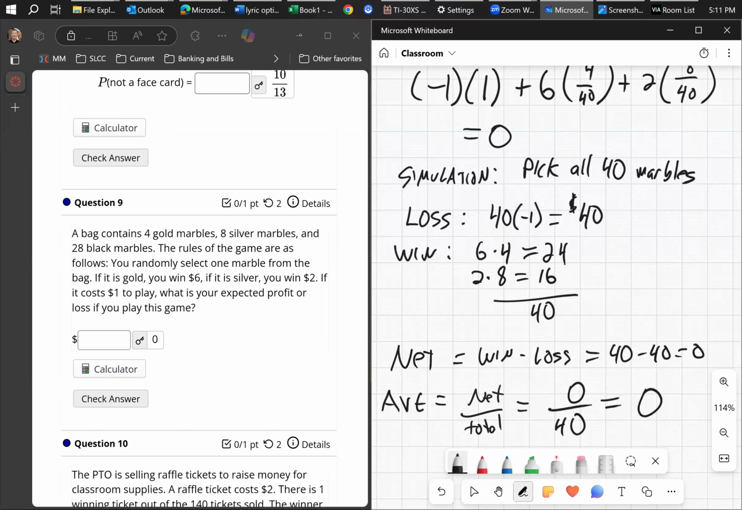It's kind of weird because the answer is 0, but hopefully the way it's written, you can see why this works. How much money did you spend? How much money did you earn? What's your actual net win or loss? And then divide that by the total, and that's your average or expected value.